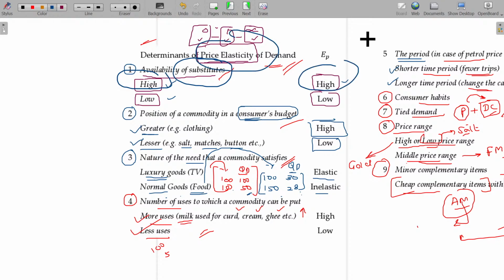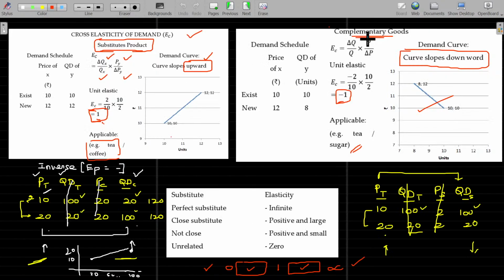That's how we studied. Similarly, in cross elasticity, what is the magnitude of the elasticity of demand with respect to the price of the related commodity? If the substitute availability is perfect, then it will be infinite. Unrelated, 0. Is that okay?